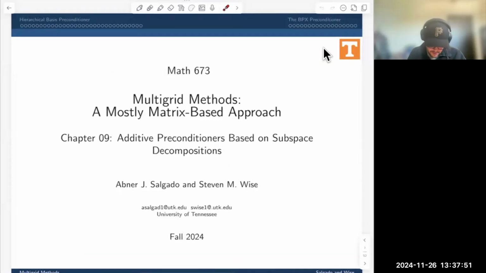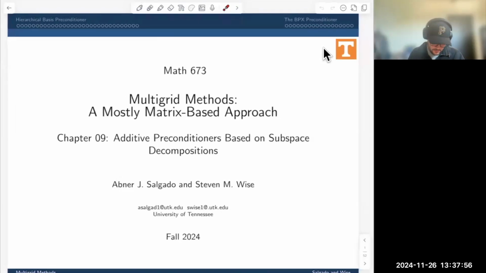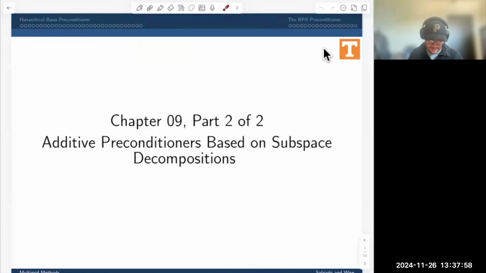All right, so let's continue on in chapter 9 with our second slide deck, 2 of 2. Additive preconditioners based on subspace decompositions. The big picture is, again, we're trying to solve this equation. We're going to use some sort of iterative method. Maybe we want to use the conjugate gradient method.